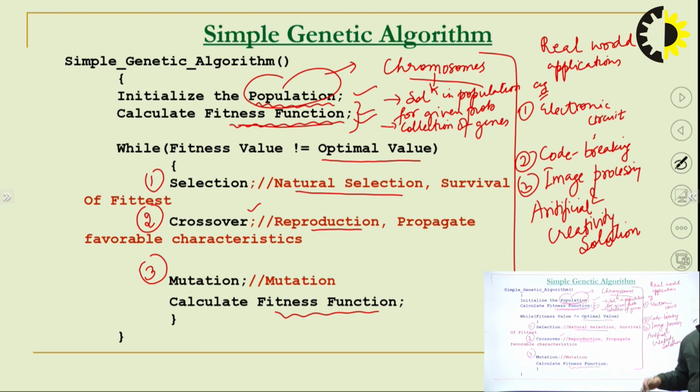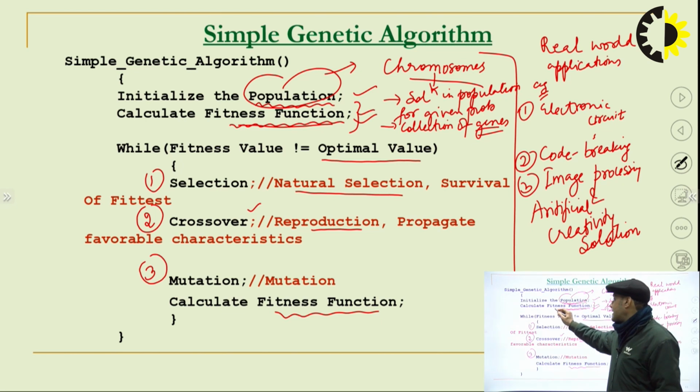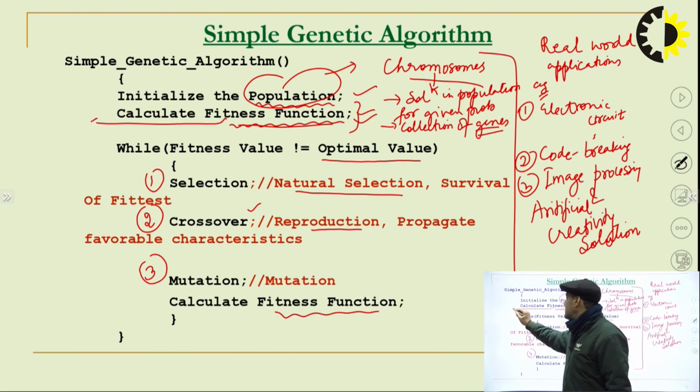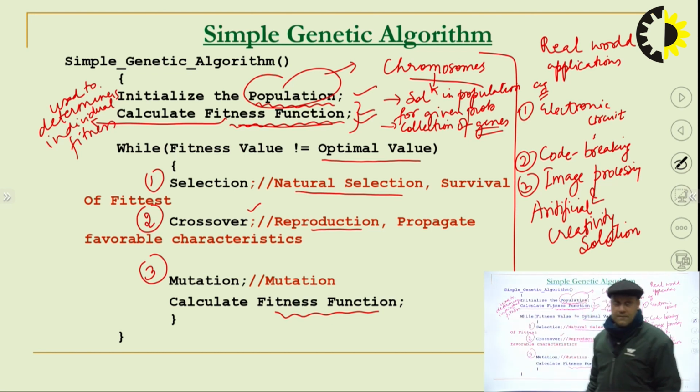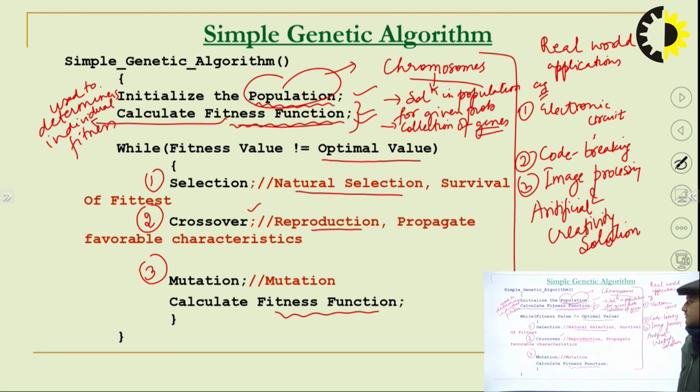Gene is an element of chromosome. This is another term. Gene is an element of chromosome. Okay. What is fitness function? This I have already briefed you. Fitness function is used to determine the individual's fitness. ठीक है ना? That is the individual fitness level.